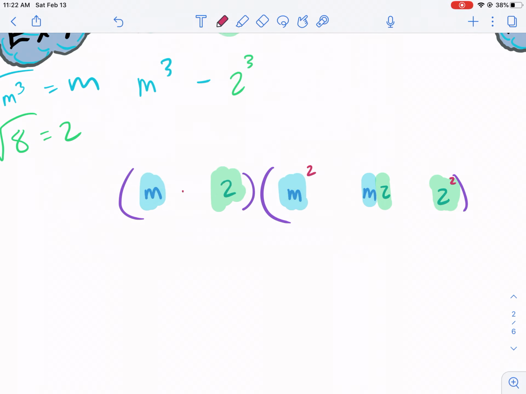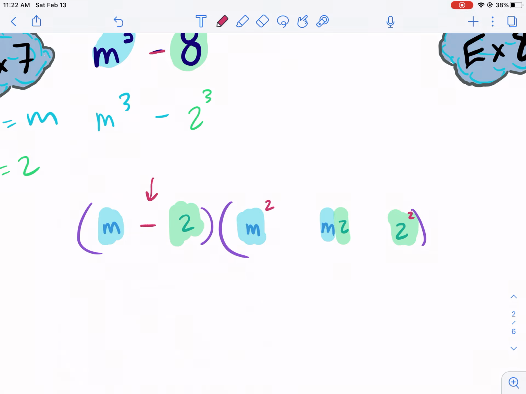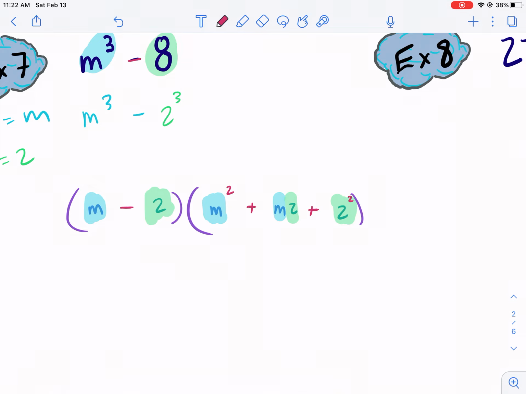Now for the signs. The first one's minus if this is minus. It needs to match this one. And then whatever is in this one, we have to change these ones to positive. This guy is always positive. These two might change. I'm going to talk about that once we get to sum of cubes. Let's simplify this. We have m minus 2 times m squared plus 2m, usually put the coefficient first, plus 4, and that's going to be our final answer.